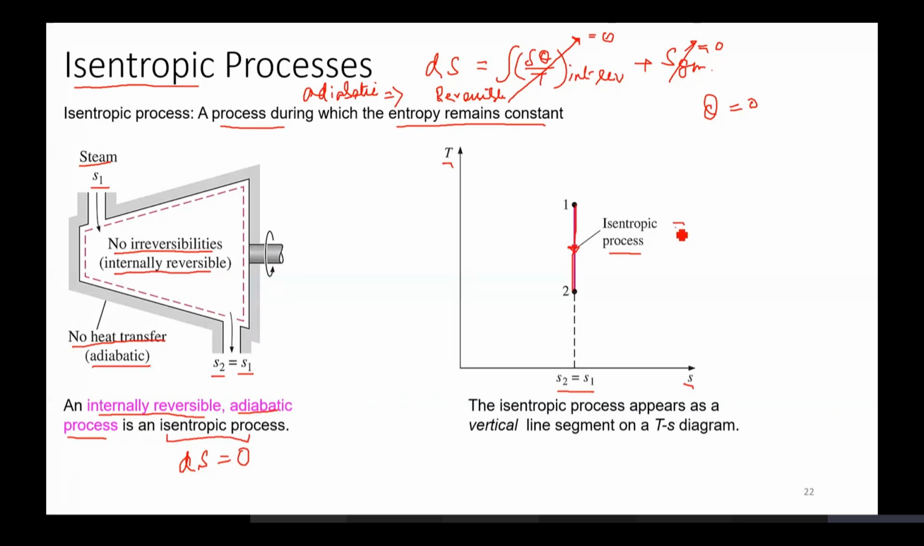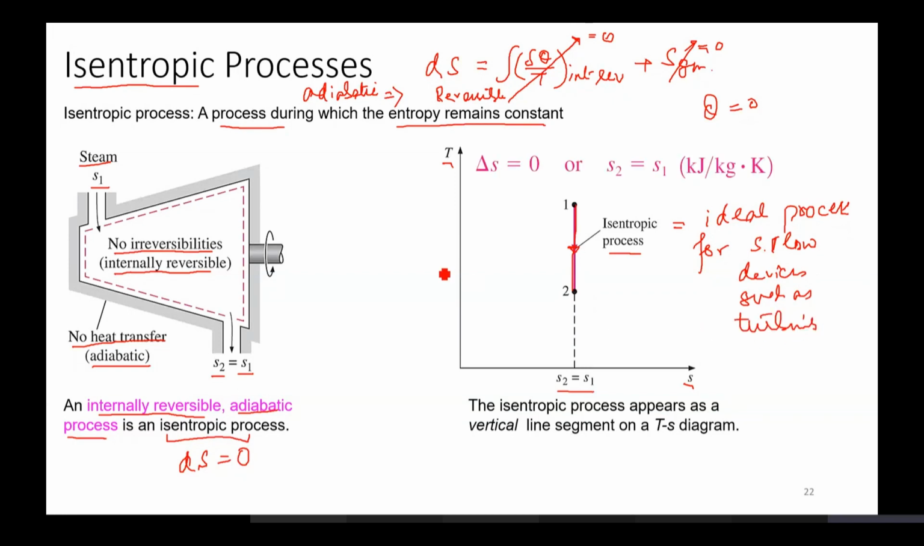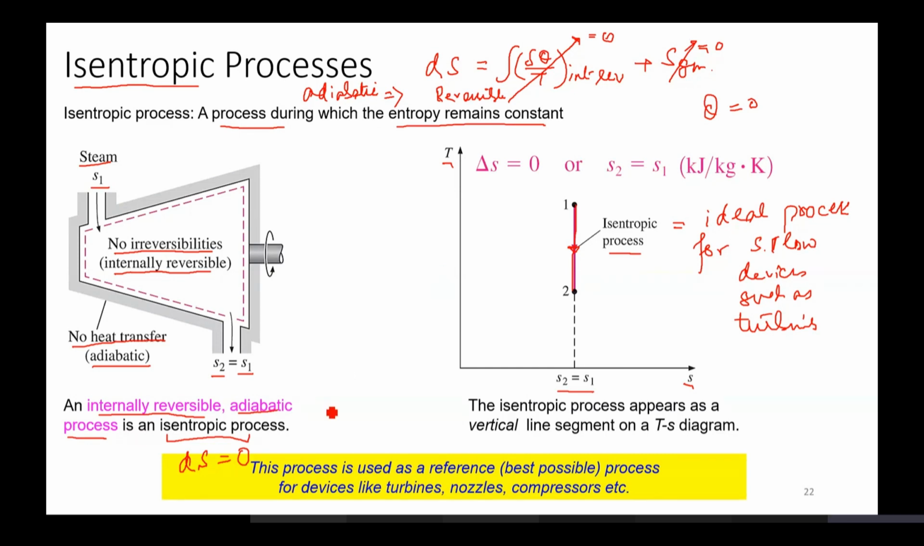Remember, isentropic process is the ideal process for some of the steady flow devices such as turbines or compressors. So this process, the isentropic process, is used as a reference or the best possible process for devices like turbines, nozzles, and compressors. If I specifically refer to turbine, what is the purpose of turbine? Work out?